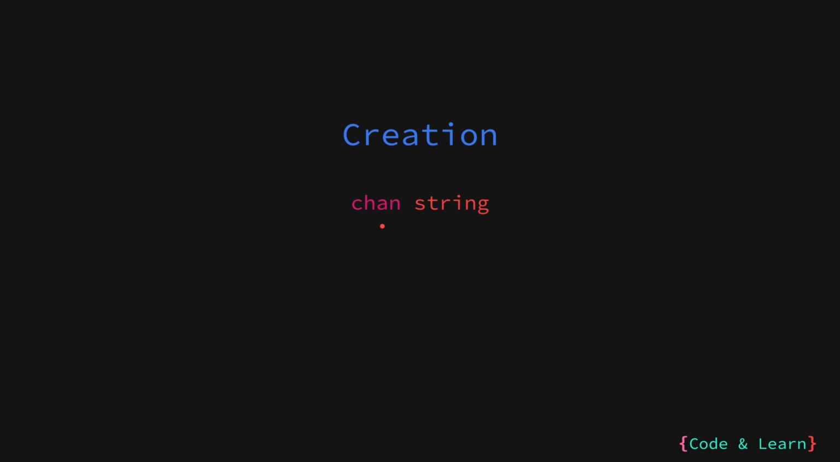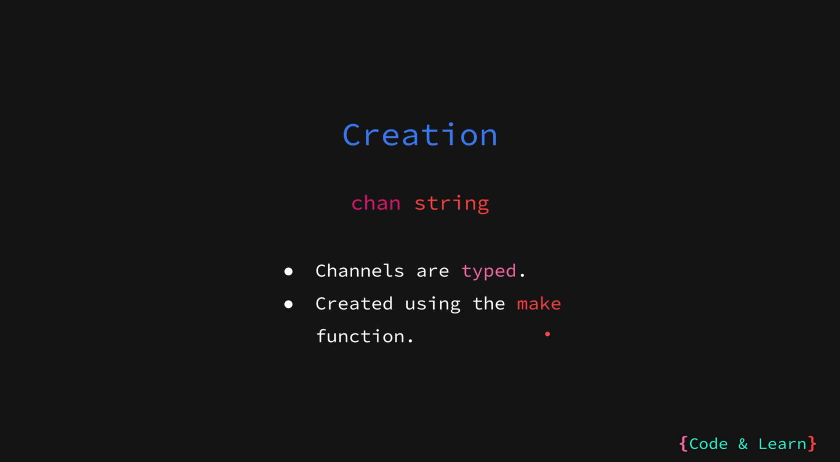This is how you would declare a channel. Here, we are creating a channel of type string. So we use the keyword chan. As you can see from here, channels are typed as well. So you need to specify the type of value that the channel will hold when declaring a channel. Channels are created with the make function.